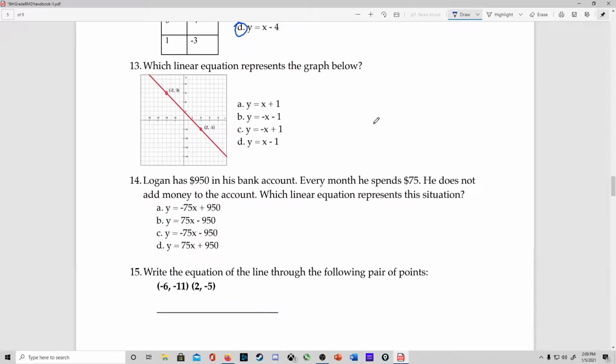All right, which linear equation represents the graph? So again, we're looking at this. We can see which way it's going, downwards. So that means it has a negative slope. So right off the bat, we can get rid of the 2 positive slopes.